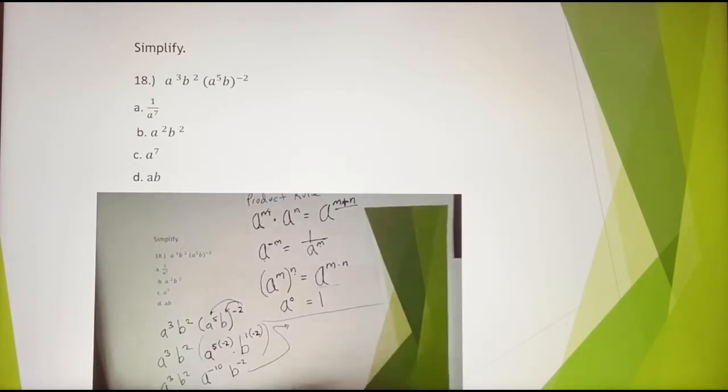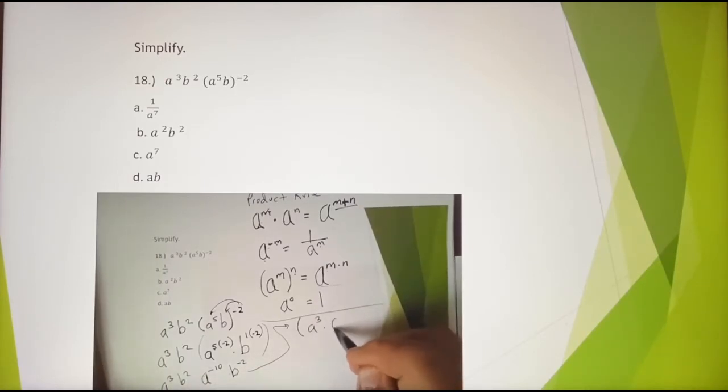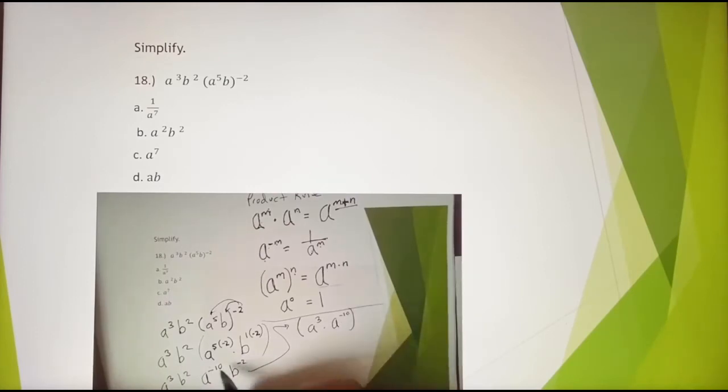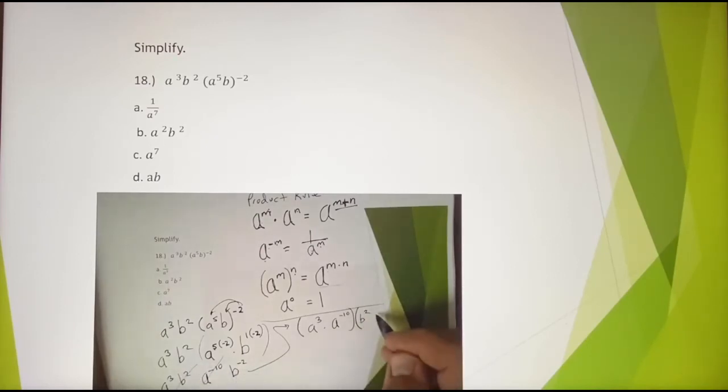The next thing you want to do is I'm going to take this and rewrite it by grouping things that are similar. So I'm going to take the bases that are the same and group them together. So I'm going to put a cubed, that's this one, times a to the -10, that's that one. That took care of the a bases. And everything is multiplication, so I'm just going to have another parentheses here, just to group. I've got b squared, that's that one, and then multiplied by b to the -2. The parentheses are just helping me get like bases together.